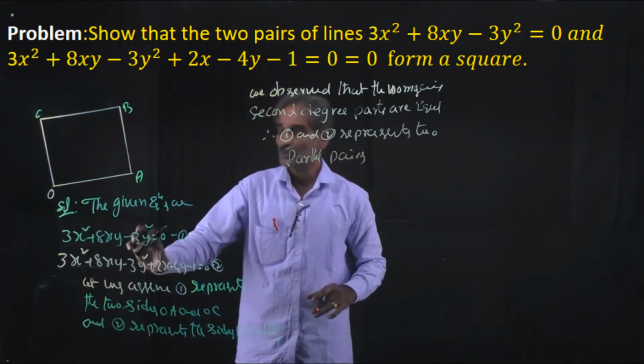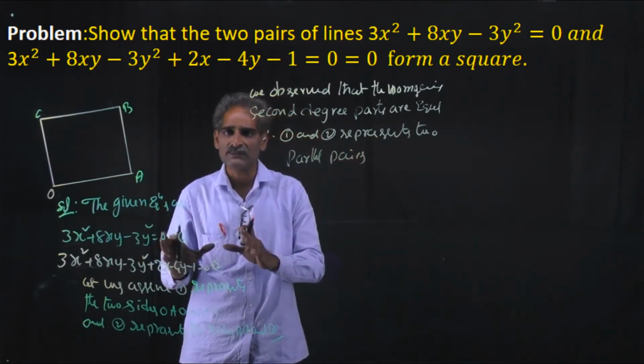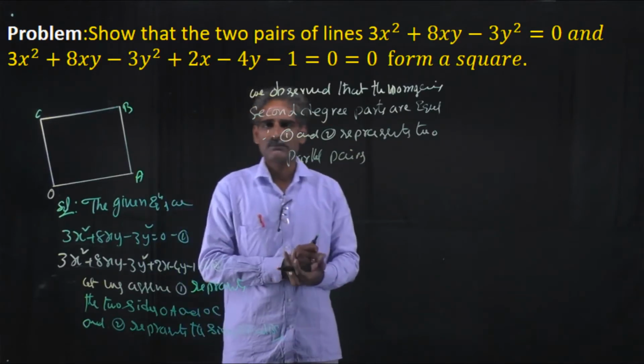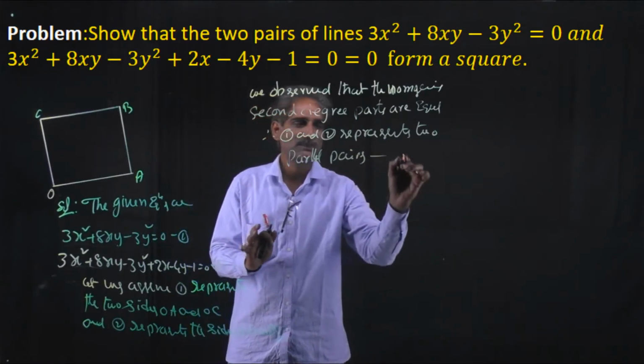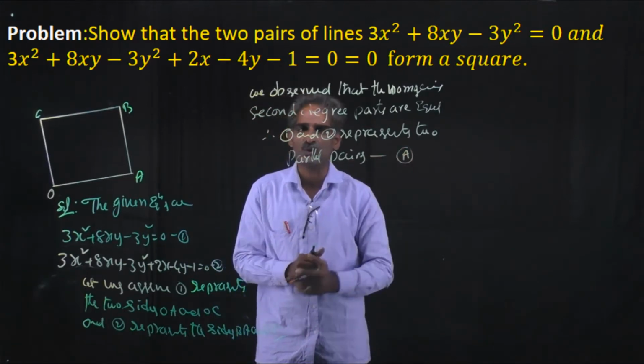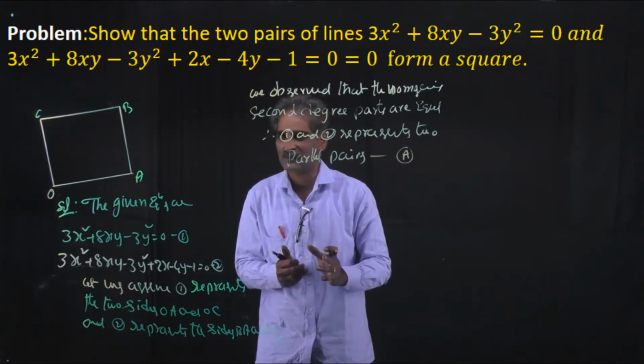That means these two equations represent four lines. In four lines, two are parallel. That means opposite sides are parallel. Okay, let it be. This is the first conclusion: 1 and 2 represent two parallel pairs.